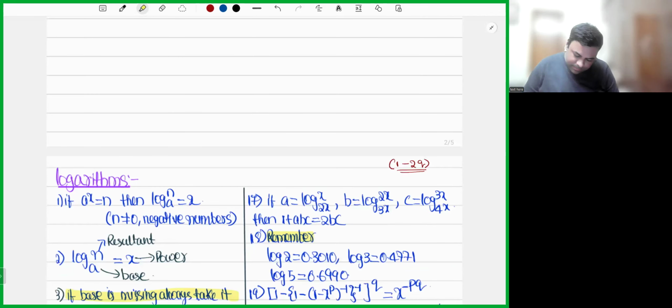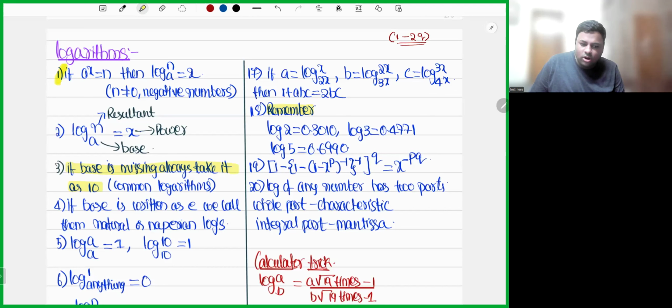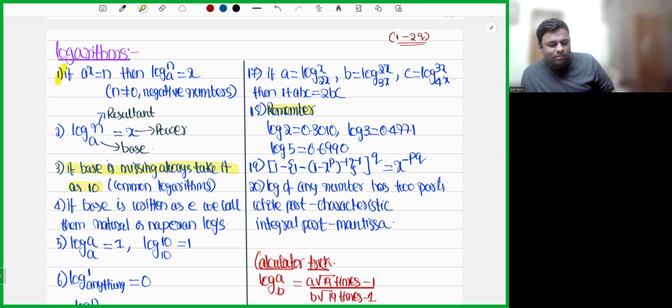So first one, if a power x is equal to n, then log n to the base a will be equal to x. Make sure that n is not equal to 0. That is, n is not a negative number. N cannot be 0 or negative. Obviously n can't be negative. Tell me something: I have done the square of something. Can you get a negative? No, right? No.